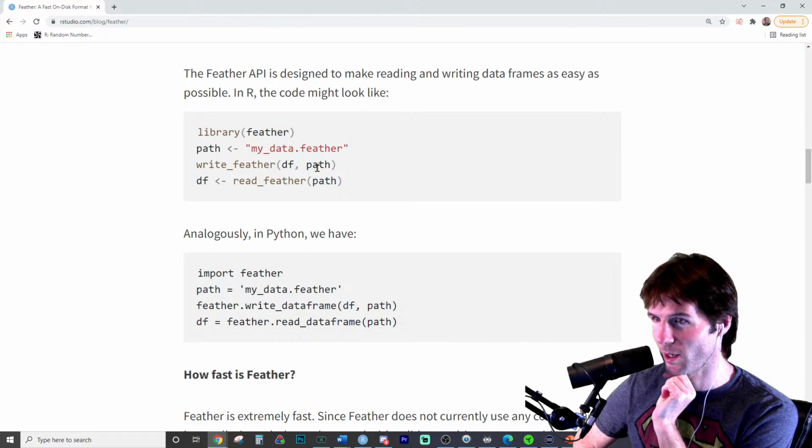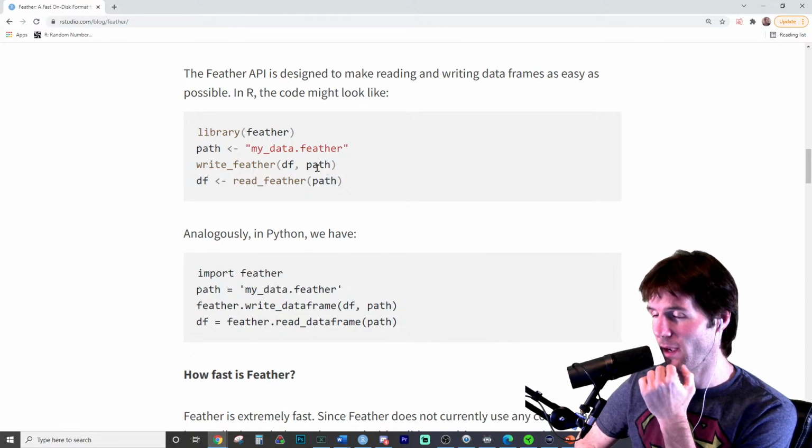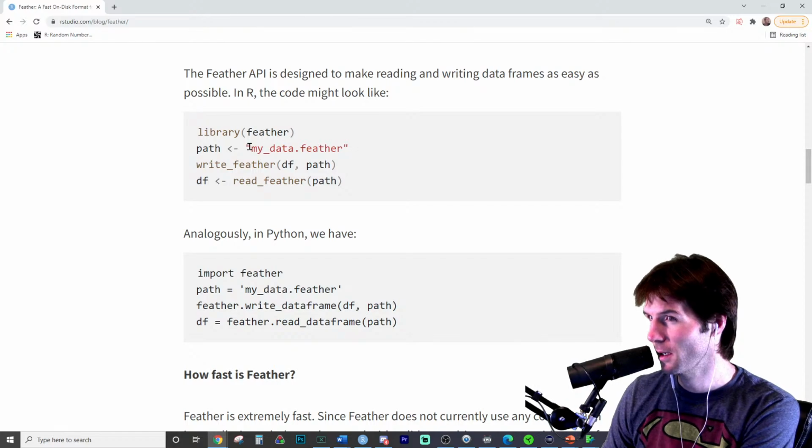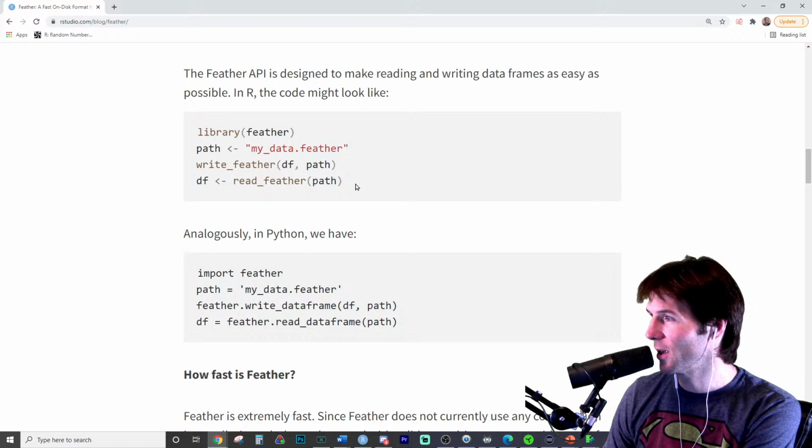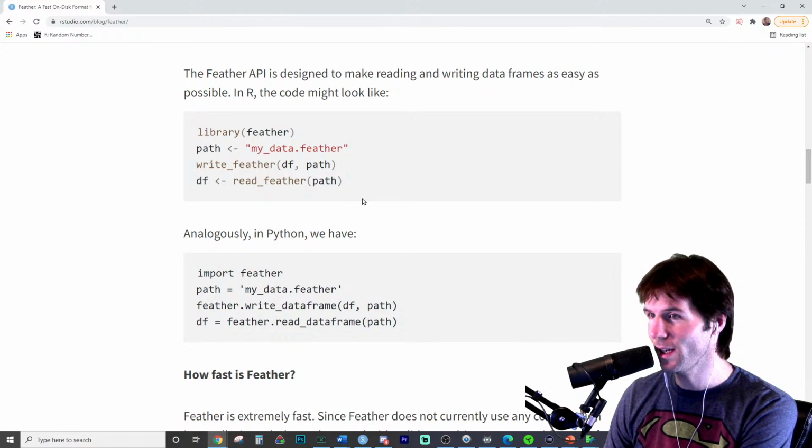We'll do a practice question here, and we'll do a question about, oh, you want Kayla, how fast is Feather? Feather is extremely fast. I trust them on that. Oh, they're talking about the name of the data frame. Then they're overwriting the data frame? The more practice, the better.